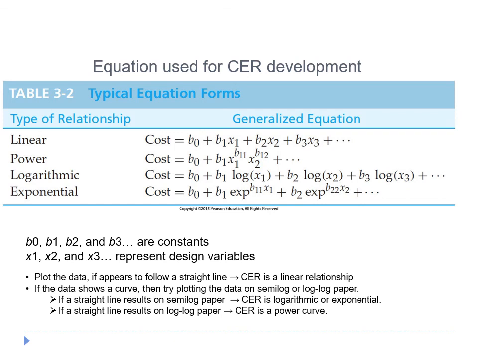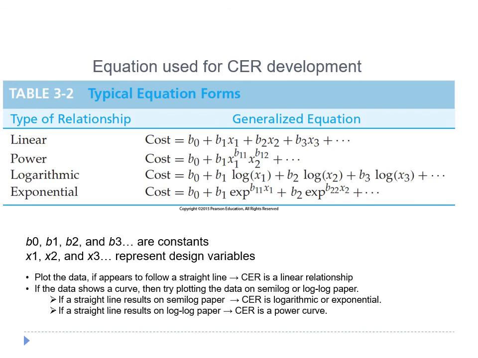Once we have determined the basic equation form for the CER, the next step is to determine the values of the coefficients in the CER equations. This corresponds to the B0, B1, B2 values. The most common technique used to solve for the coefficient values is the method of least squares.